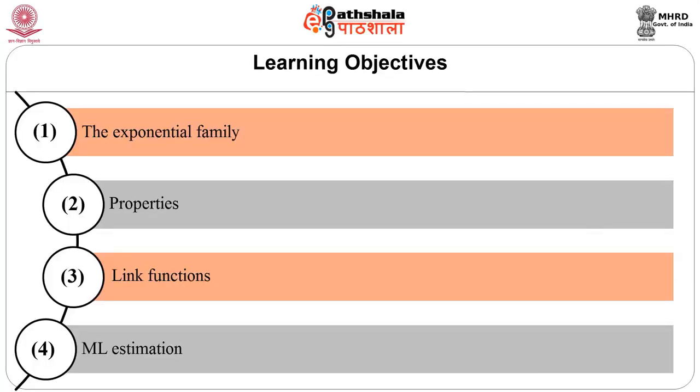Learning objectives for this module. We shall first introduce the exponential family. Next, we shall look at its properties. To relate to the concept of regression, we will introduce the concept of link functions, and finally, we shall look at the details of maximum likelihood estimation for the one parameter exponential family.